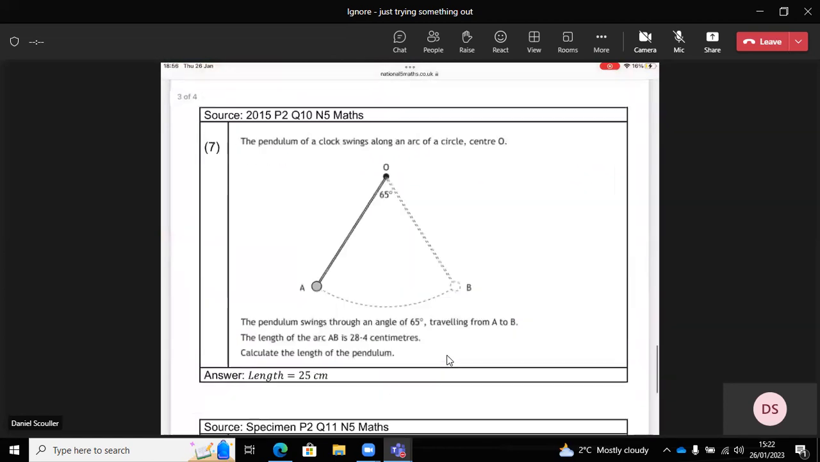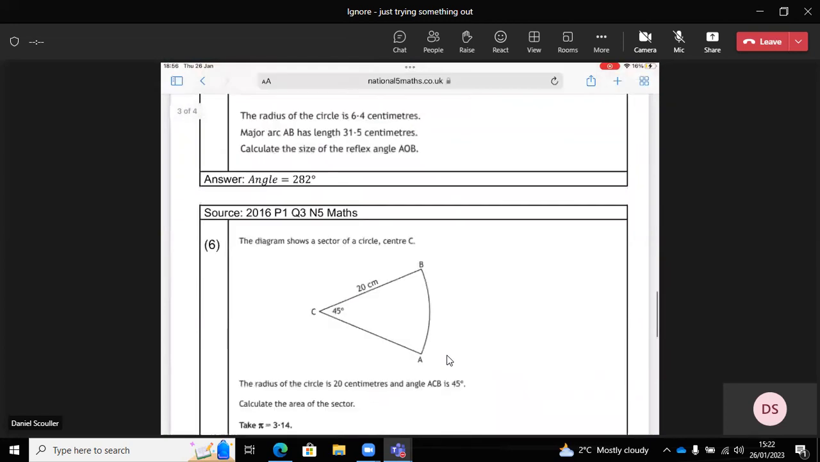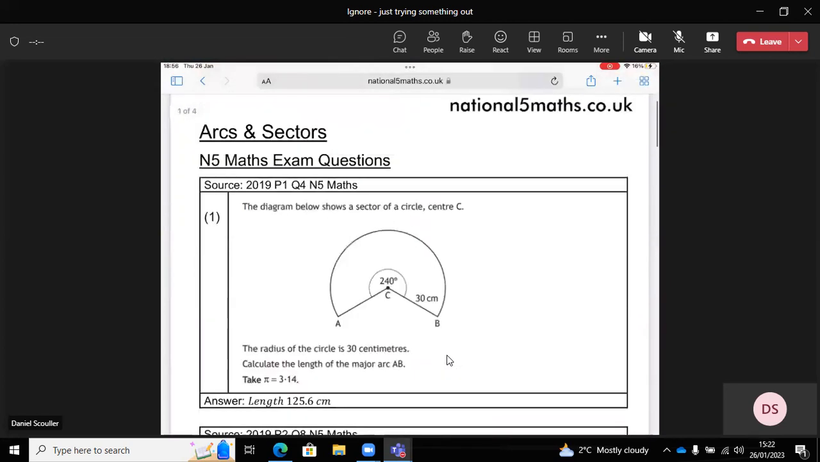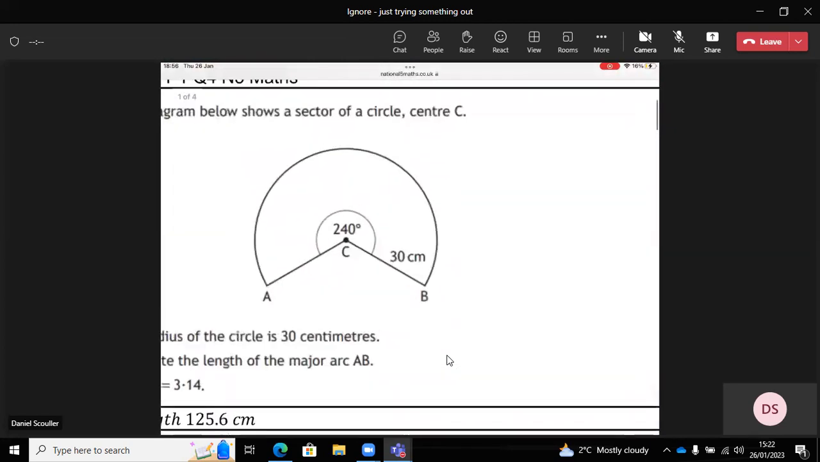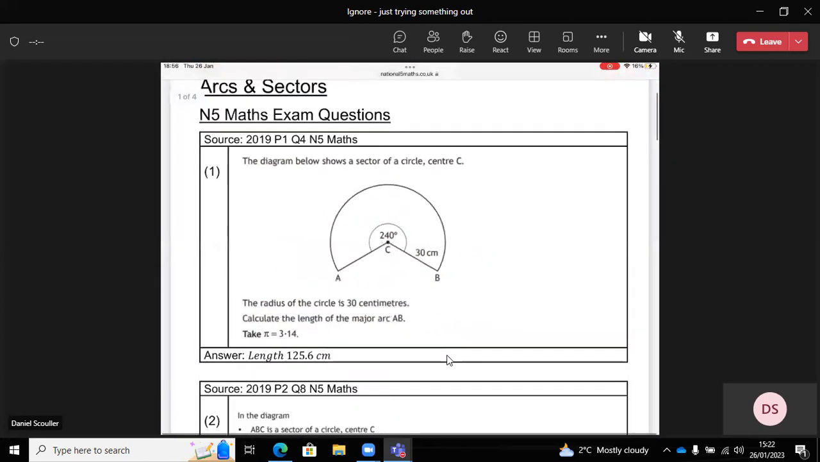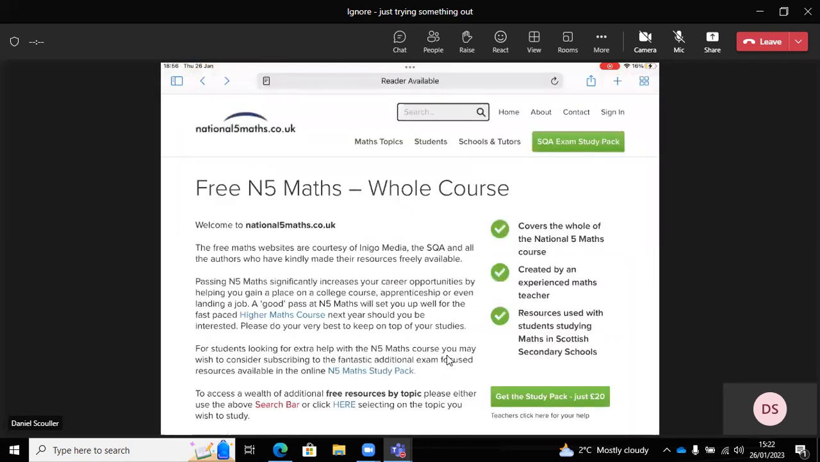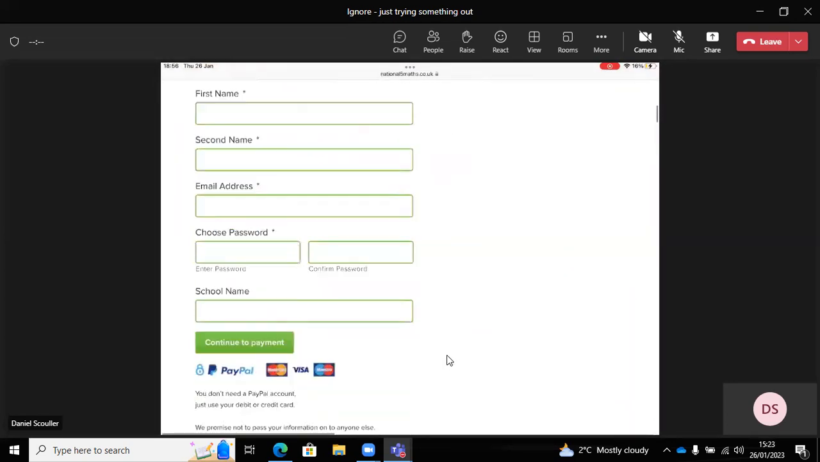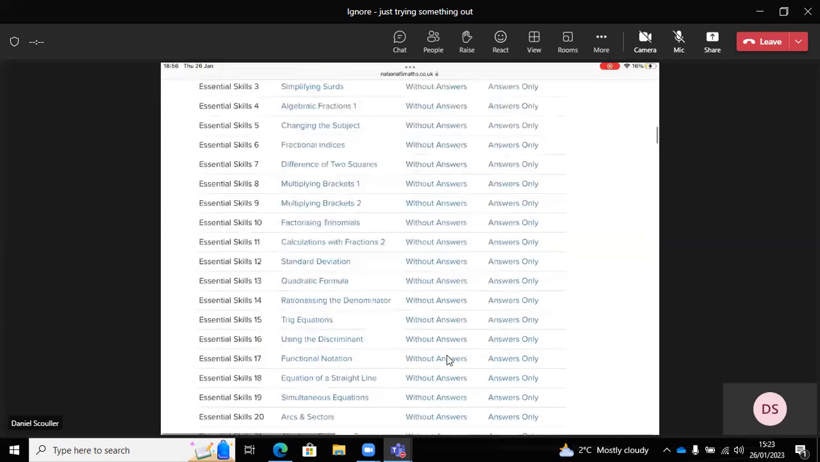That again is non-calc. I think that's really the only way they can ask you these questions. So sectors and arcs, nice and easy. Nice and easy.